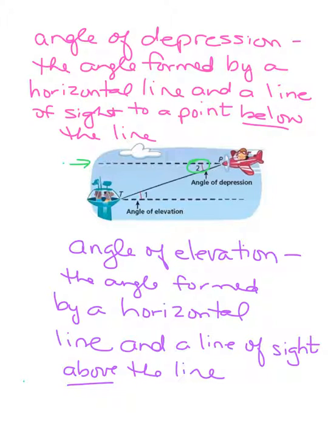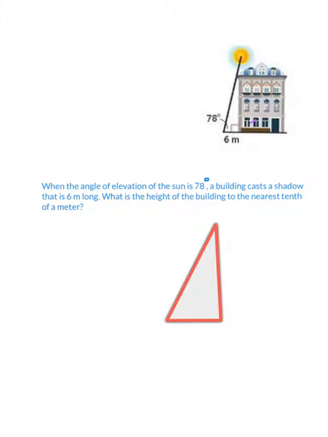The angle of elevation is the angle formed by a horizontal line and a line of sight above the line. So here's our horizontal line, and our angle of elevation, we're looking up. Now one thing you notice is because we're talking about two horizontal lines, one here and one here, those lines are parallel. And so we have a transversal right here. So what happens is the angle of elevation and the angle of depression become alternate interior angles, therefore they are congruent.